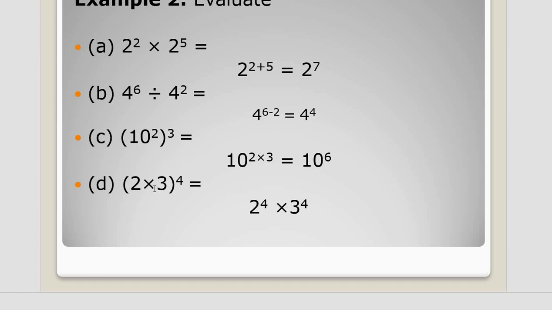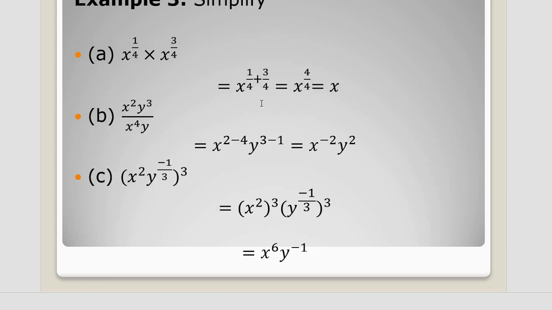Now 2 into 3 whole power 4 is equal to 2 power 4 into 3 power 4. Now simplify x power 1 by 4 into x power 3 by 4. The first power is 1 by 4, the second power is 3 by 4. When you multiply, you add. 1 by 4 plus 3 by 4 is 4 by 4 equal to 1. It is x power 1, no need to write 1. Everybody knows nothing means 1 in this case.